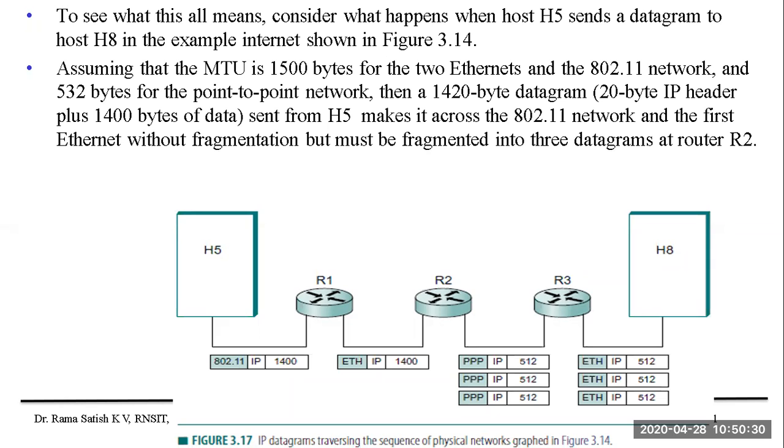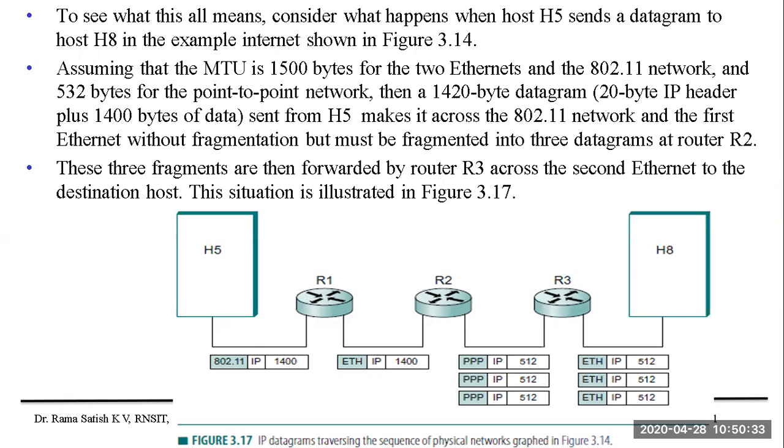When it comes to router 2, it cannot transmit as it is. It has to be cut down into 3 fragments, and these will be sent. Finally at the receiving station, H8 will reassemble the entire frame. So this is fragmentation and reassembly. In the examination, if they ask to explain the procedure of fragmentation and reassembly, you have to give an example like this and explain.